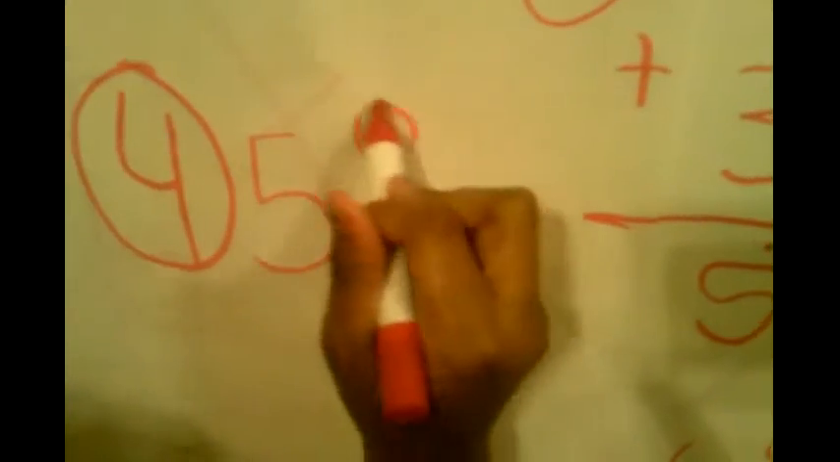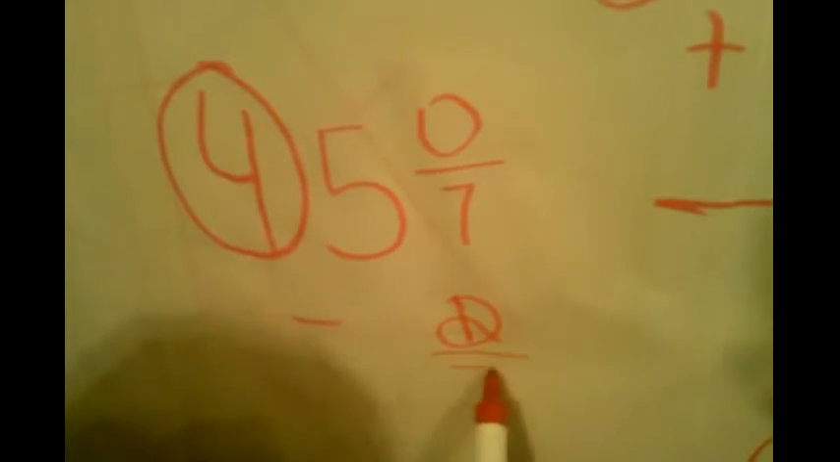And then a last one of subtracting fractions. You have to do 5 and 0.7 minus 2/7.